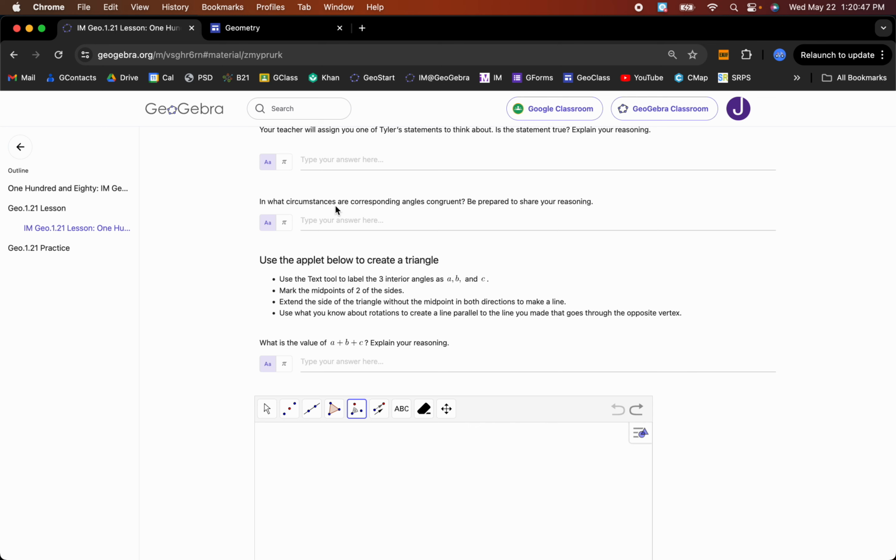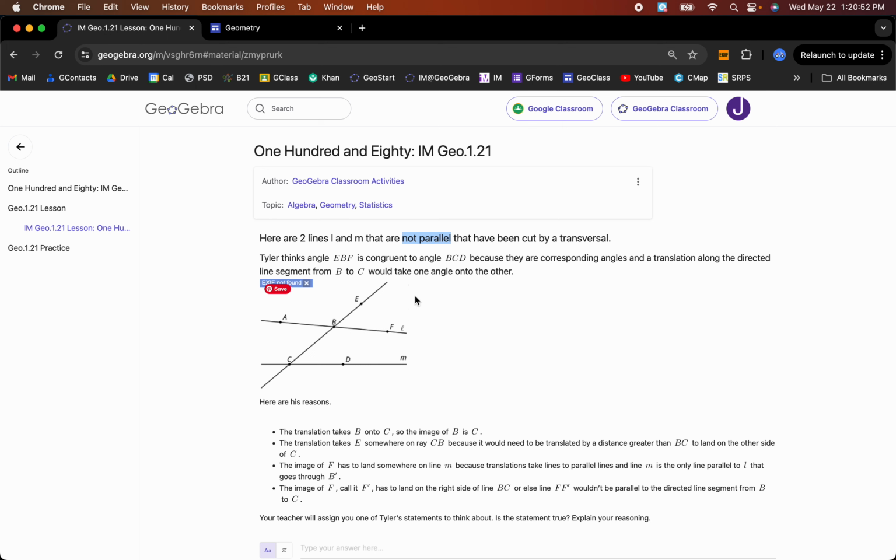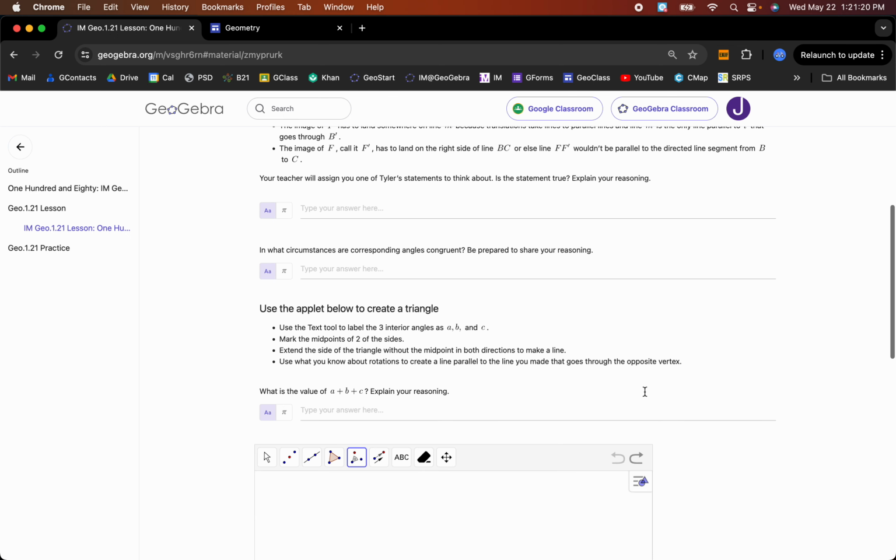So in what circumstances are corresponding angles congruent? Well, if these two lines were parallel, then Tyler would have been right, because this line AF, or line L, going across this way, and line M, if they're parallel, then sure, you slide this angle down and it'll match up perfectly because the orientation of the angle didn't change.